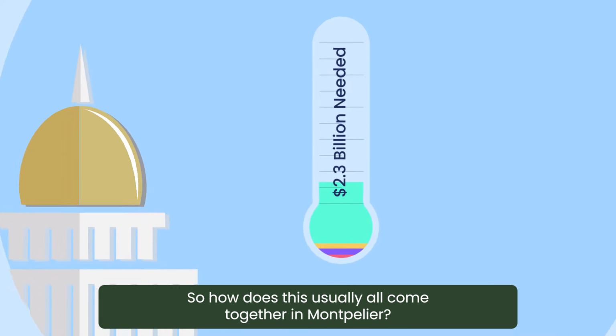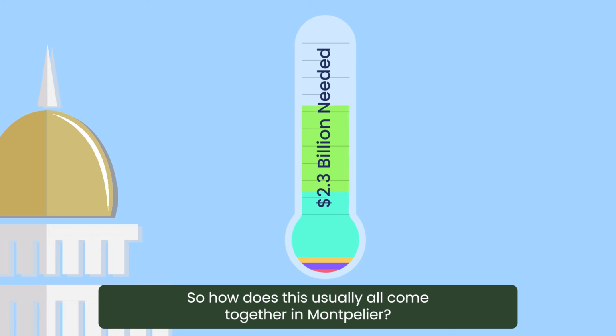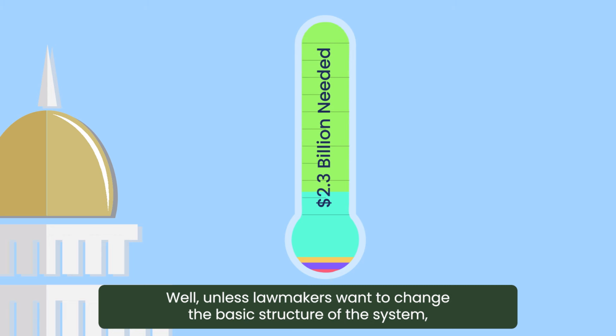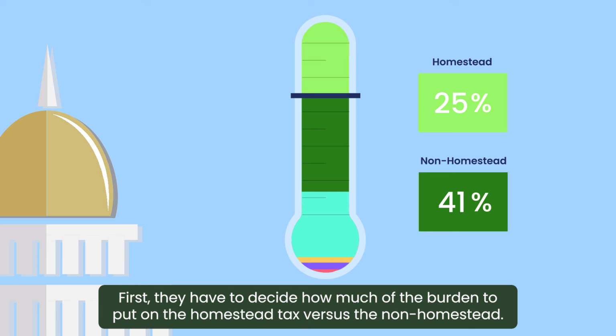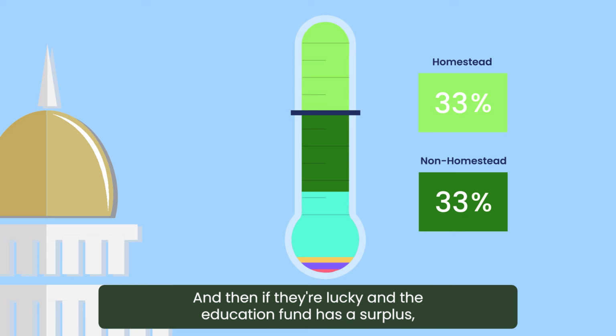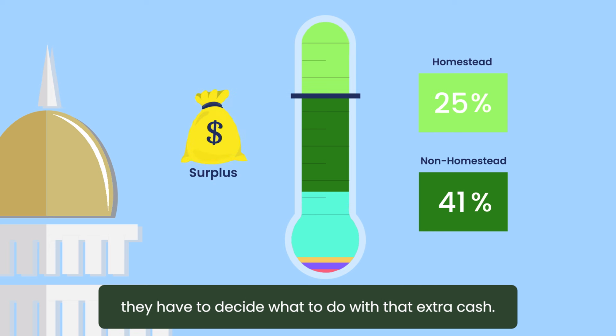So how does this usually all come together in Montpelier? Well, unless lawmakers want to change the basic structure of the system, they typically have really two choices to make. First, they have to decide how much of the burden to put on the homestead tax versus non-homestead. And then, if they're lucky and the education fund has a surplus, they have to decide what to do with that extra cash. A surplus, however, can be a double-edged sword.